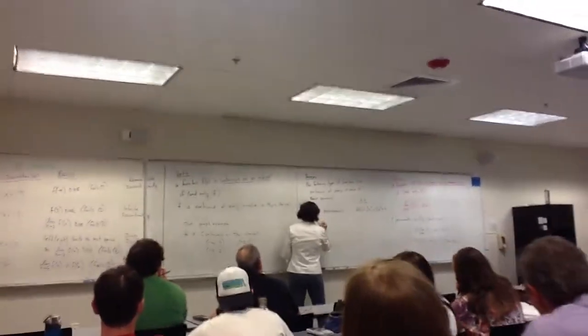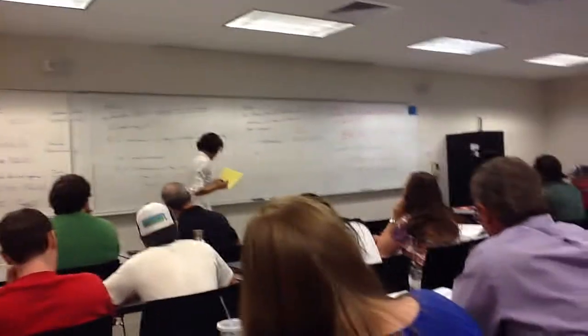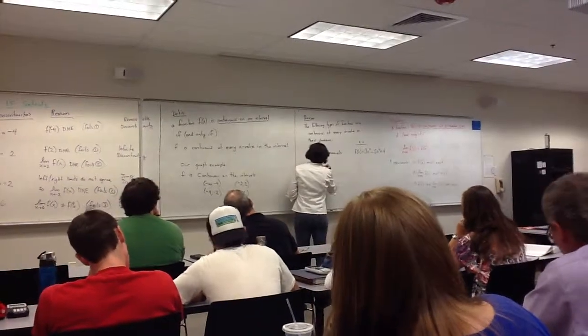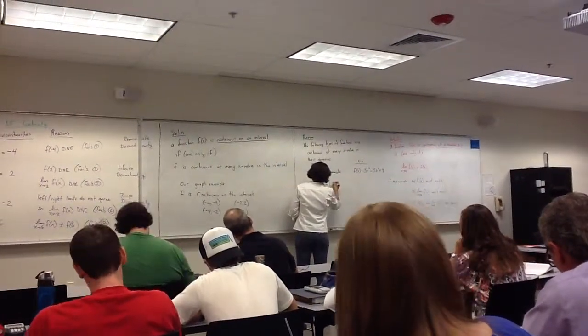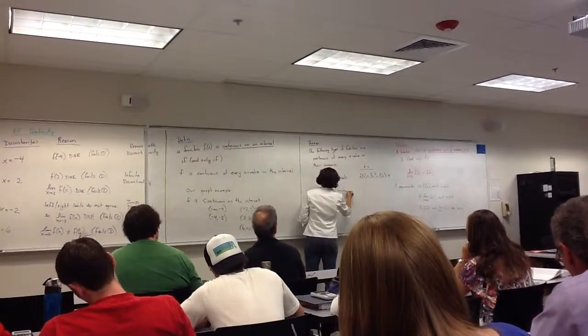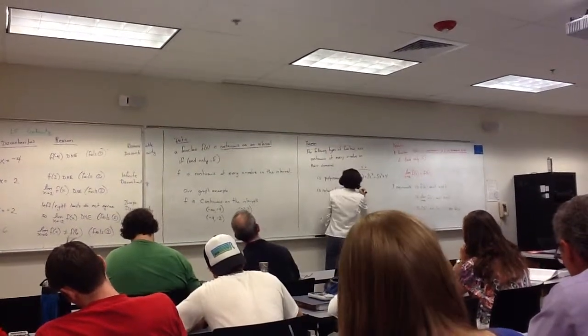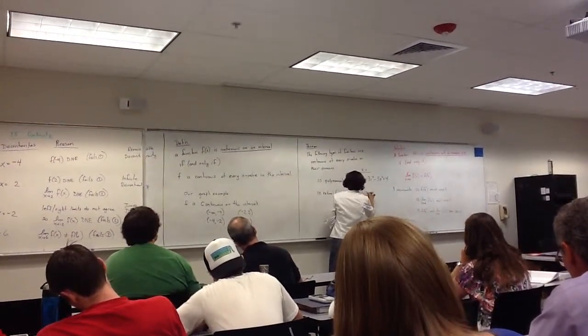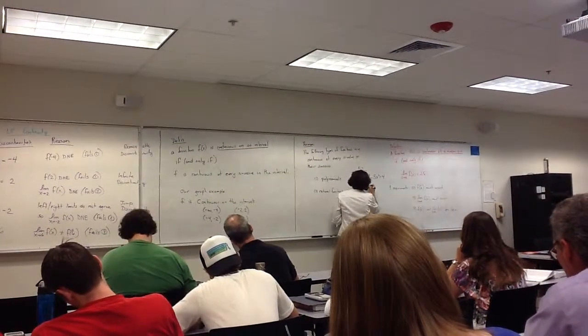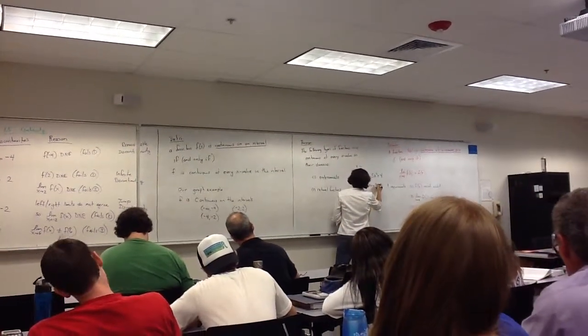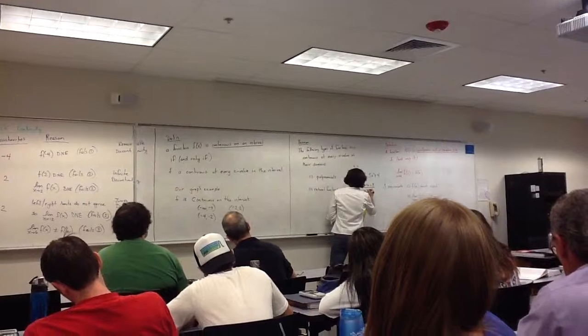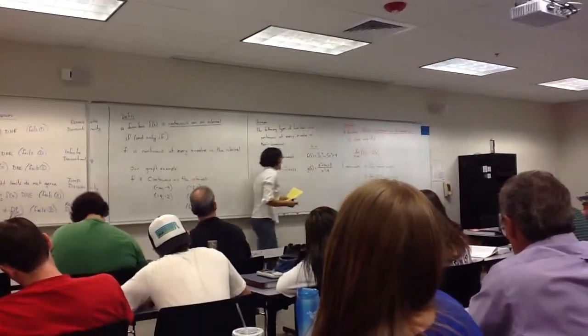All right, now the second type of function that is continuous at every x value in its domain are rational functions. So, for example, I might have a function g of x is equal to x squared plus 4x plus 3 divided by x squared minus 9.